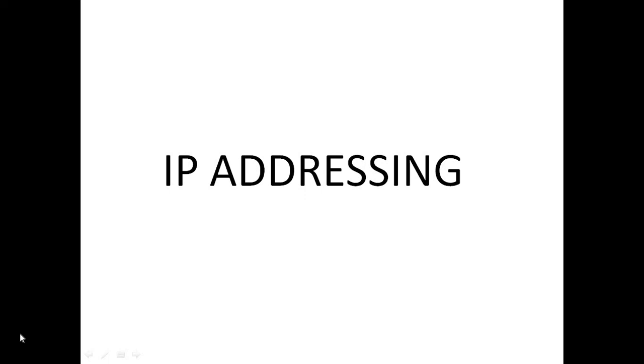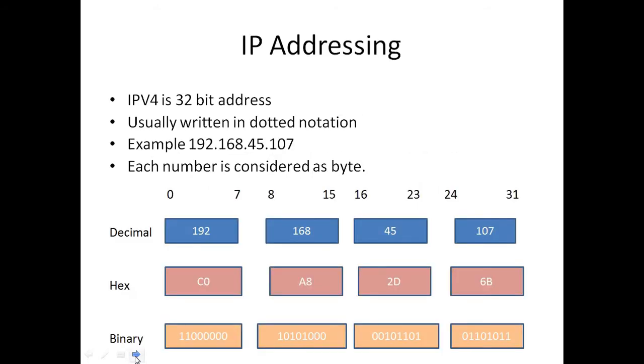In this video, I will discuss the concept of IP addressing. IP is used to uniquely identify the computer in the network. IPv4 is a 32-bit address, usually written in the dotted notation. An example of an IP address is 192.168.45.107. Each number is considered as a byte.